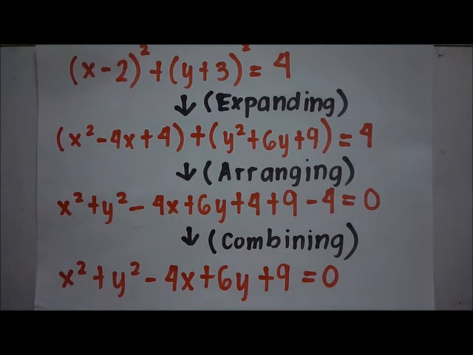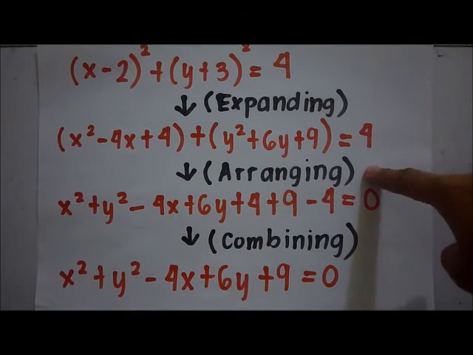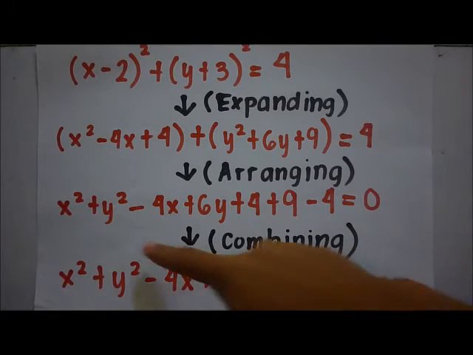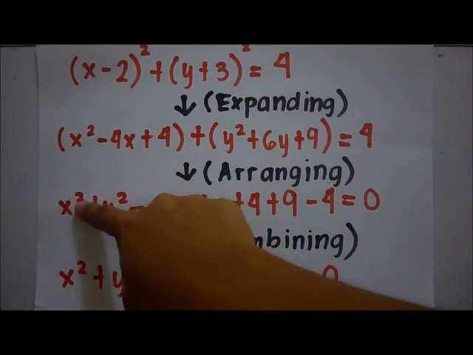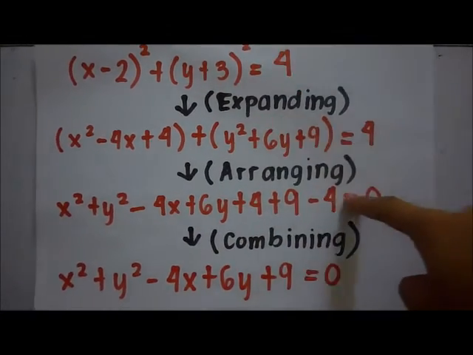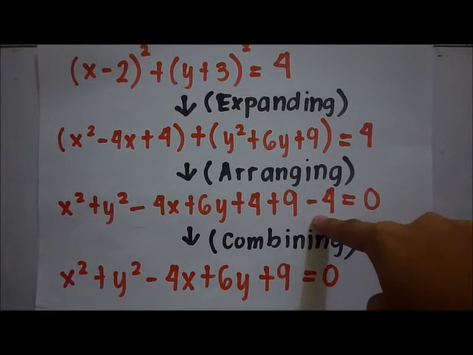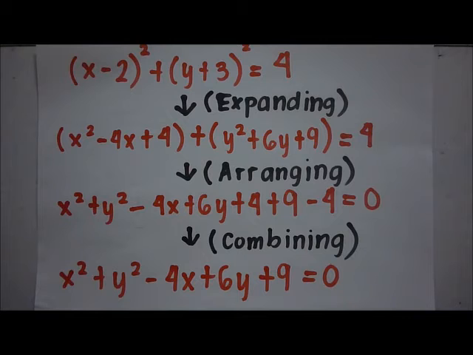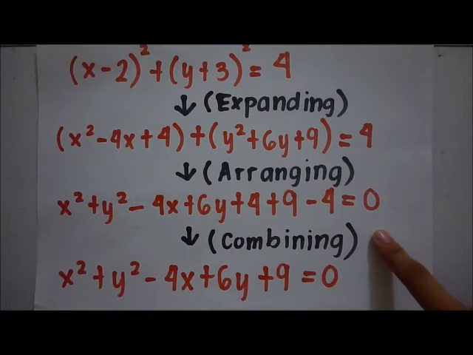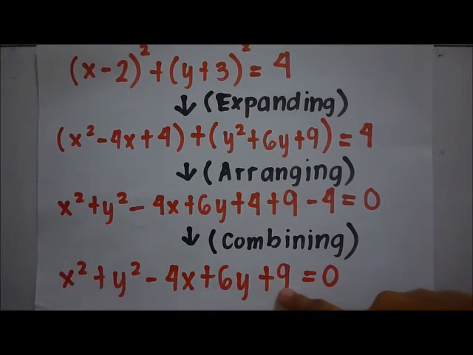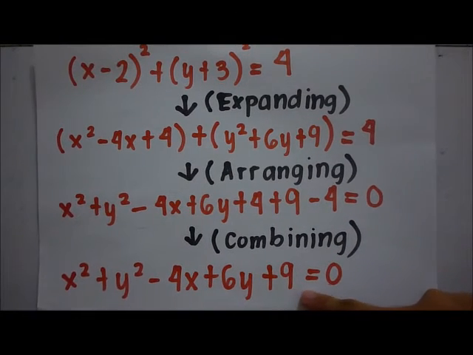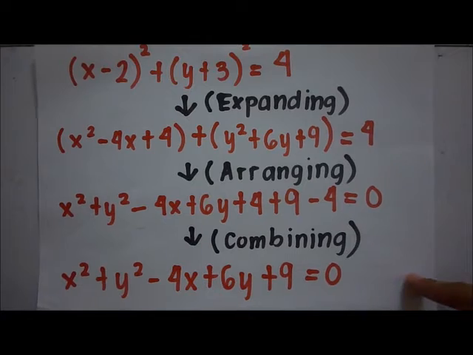Second step is arranging. Arranging the terms alphabetically with respect to the degrees of terms in descending order. Don't forget to transfer the constant 4 to the other side of the equation. The last step is combining. Combining all the like terms and the constants in the equation. And there you go! We have the general equation of the circle.